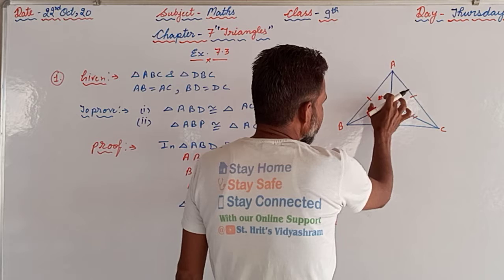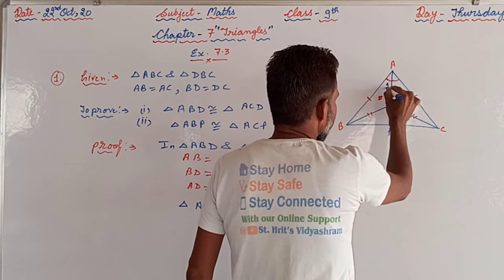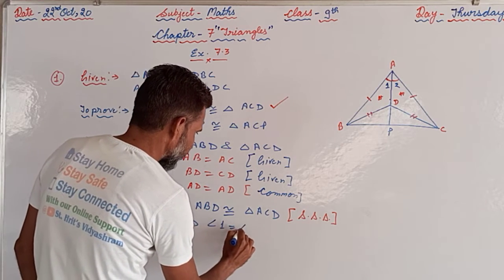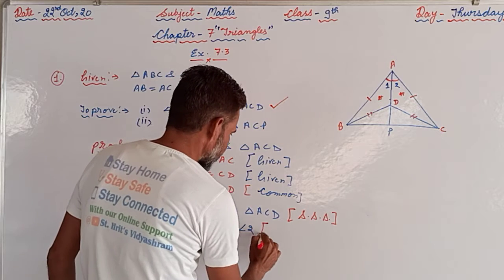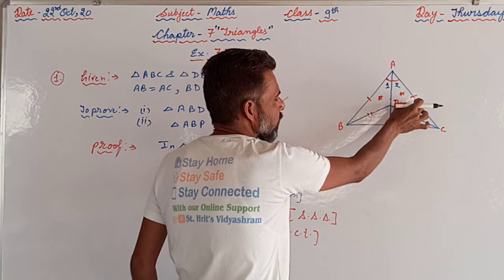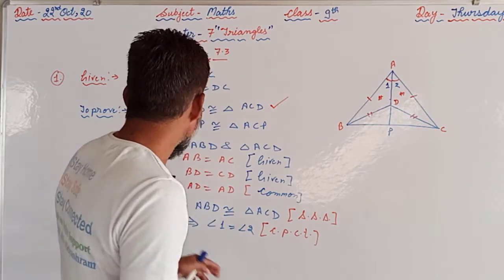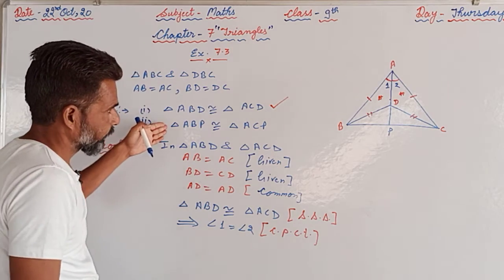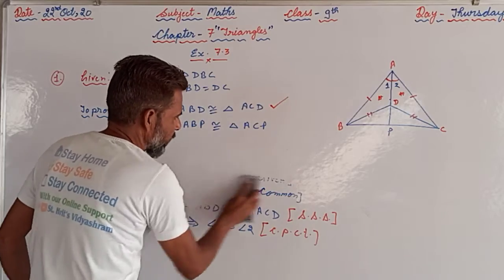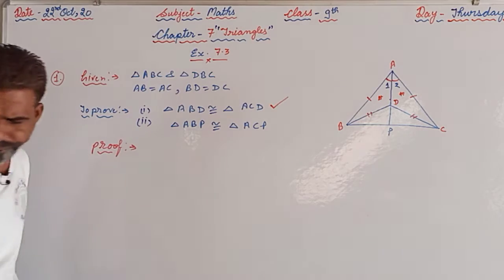If these two triangles are congruent, suppose this is angle 1, this is angle 2. So it implies angle 1 is equal to angle 2 by CPCT, because we have proved these two triangles congruent, so these corresponding angles will also be equal. So now for the second part, we will discuss the triangles that we have to prove congruent.